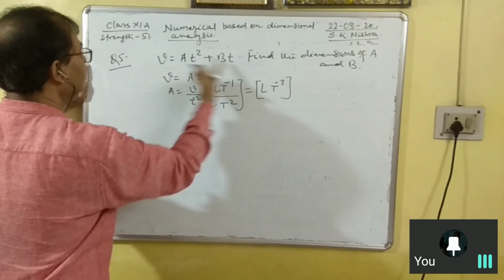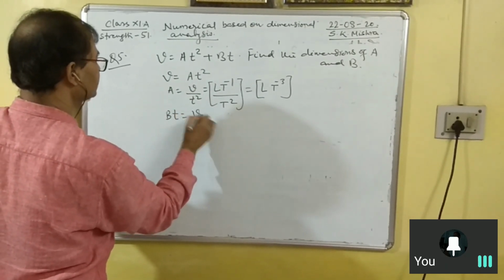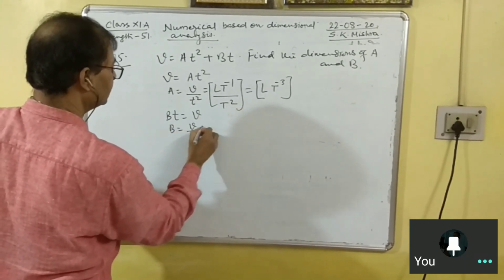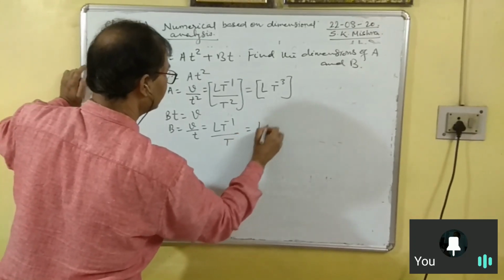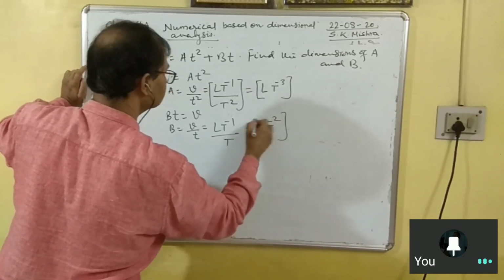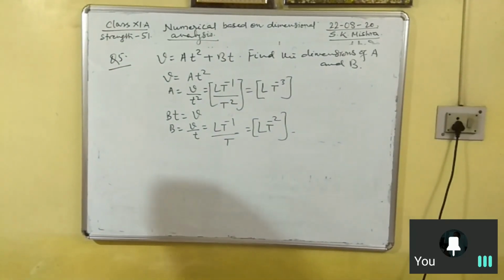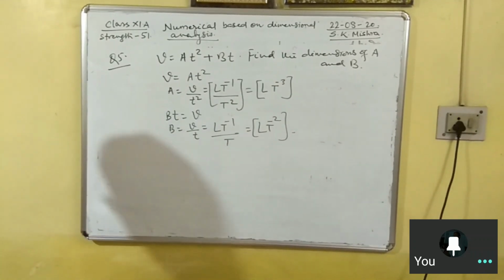And this BT should be equal to V only. BT should have the dimension of V, and then B equals V by T. So V is LT^-1 by T. This is LT^-2. So these are the dimensions of the physical quantities A and B.